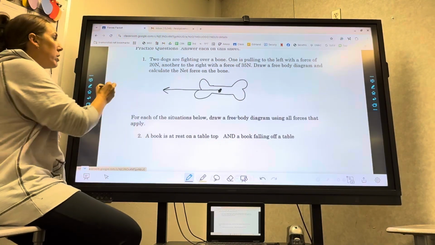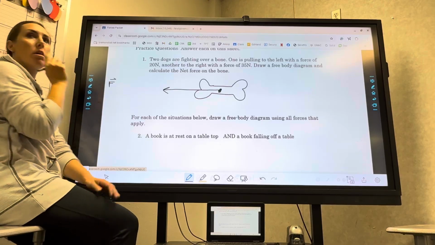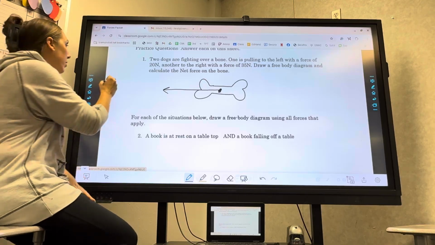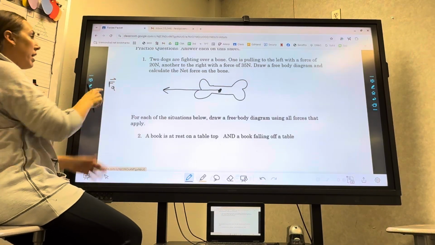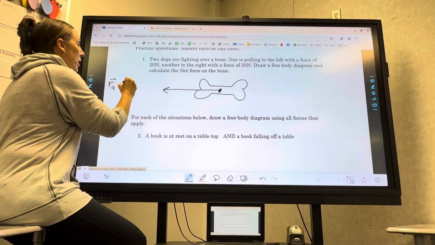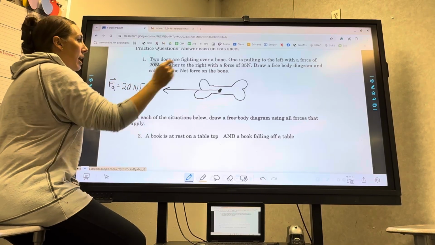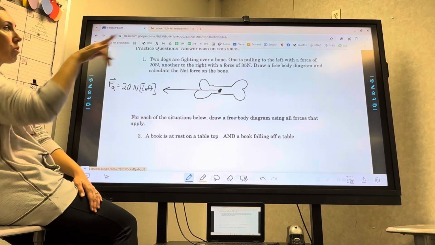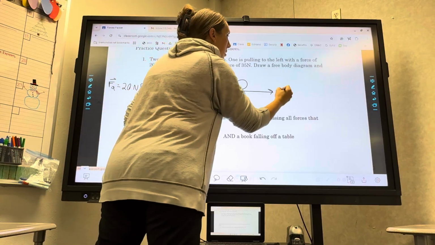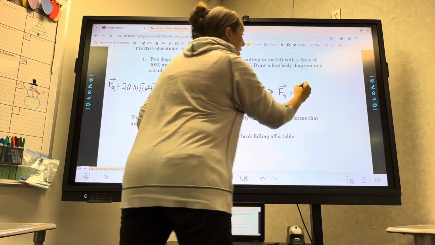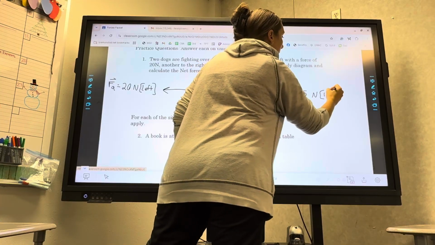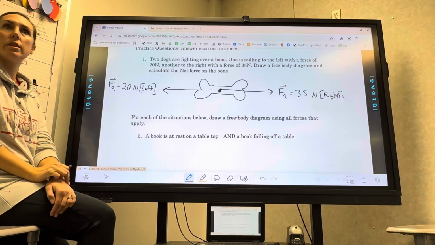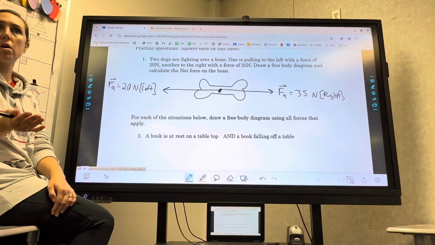Okay, y'all, what do I call this force? Is it force applied? Good. So this dog one has a force applied of 20 newtons, and as you can see, it's to the left. Okay, and another to the right. So then this one is a force applied of 35 newtons to the right. Awesome. So there is 2 points right there for your free body diagram. That's what y'all get tomorrow on your quiz.